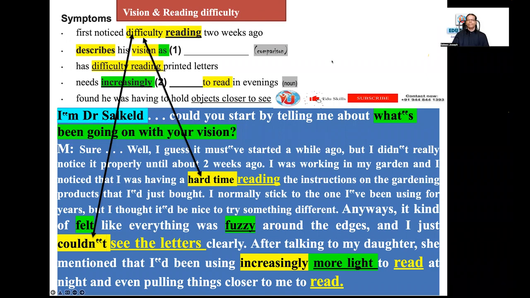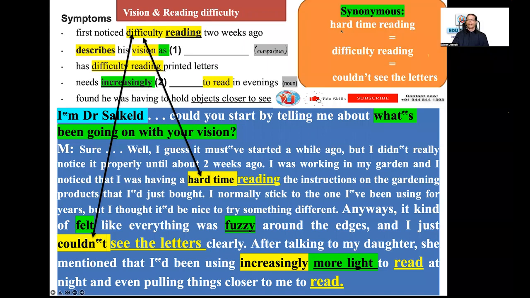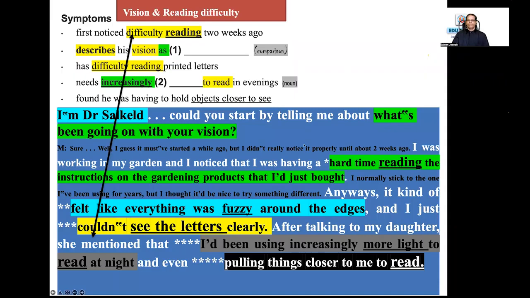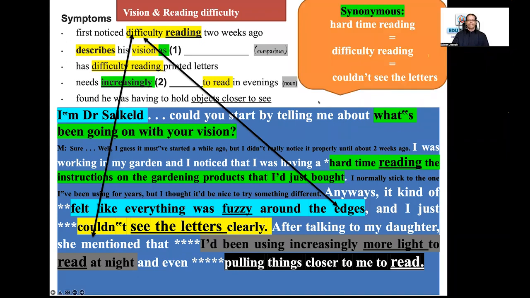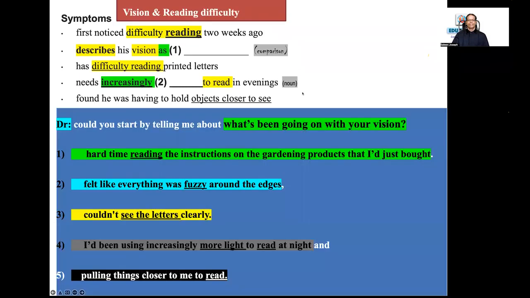And see, synonymous language used: hard time reading, difficult means difficult reading, couldn't see the letters. These are synonymous language, not the same words used, but different words used to express the same meaning. Okay, see, these are different things being used. I have just highlighted fussy around the edges, and the same thing. I'll show you in the columns how they have used it.